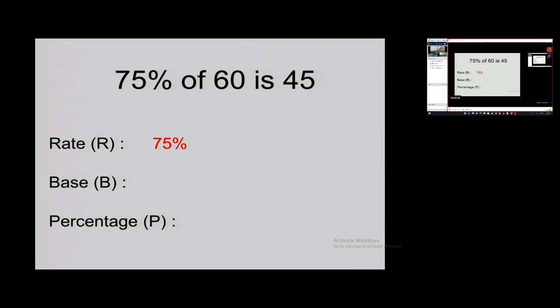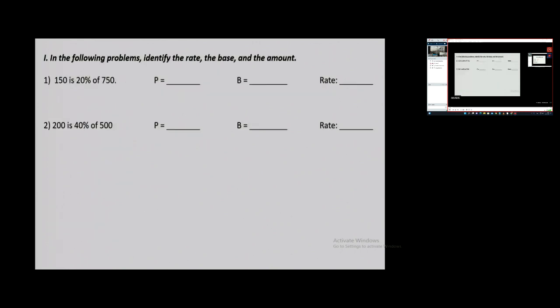Base is after the word of. 60. Remember, to get the base, you just need to look for the word of. And after the word of, that number is the base. That's why the base number here is 60. And the percentage is 45. You understand?